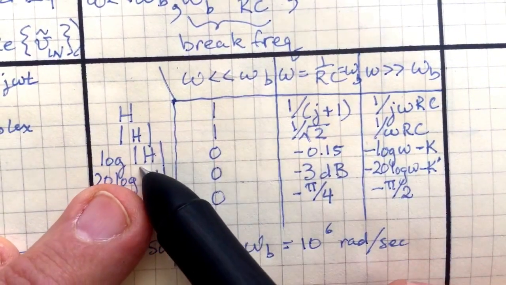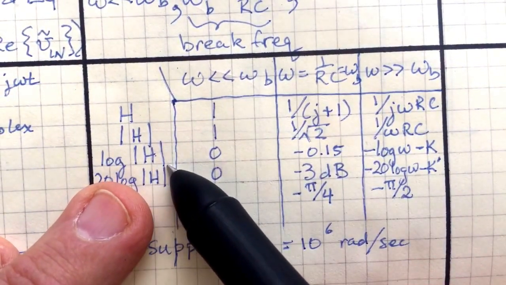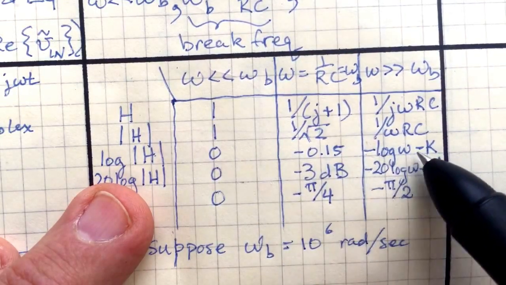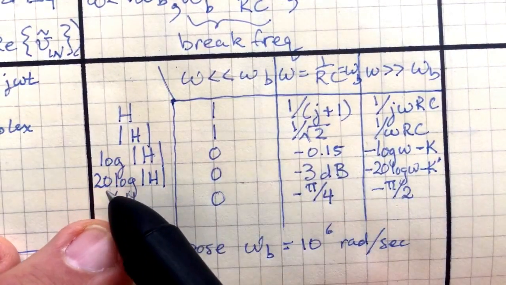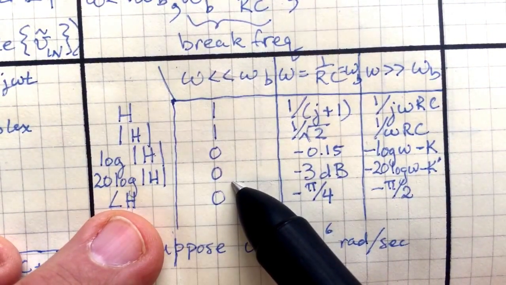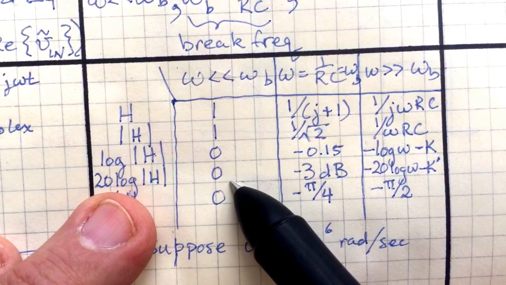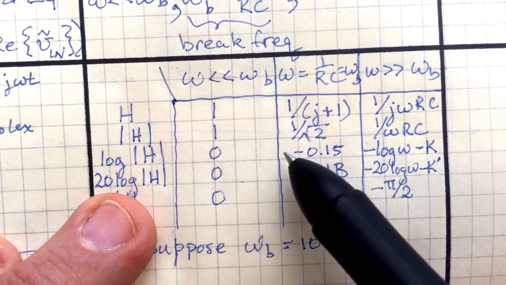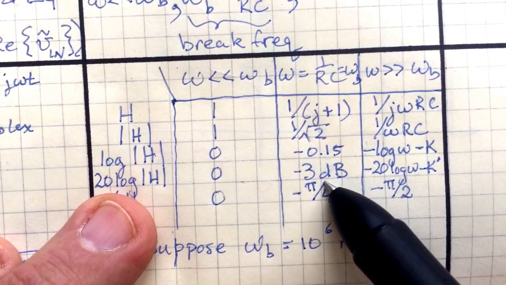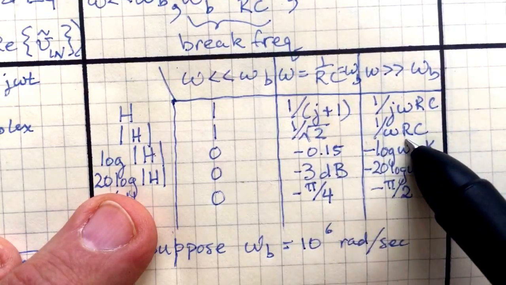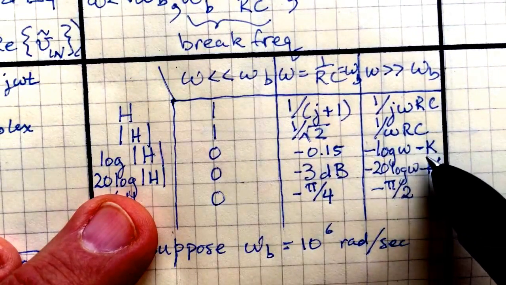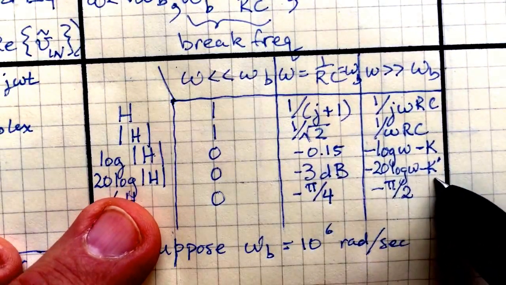If we take the logarithm of this, just by convention, people take the logarithms, what you'll find is minus log omega minus k. If we take 20 times the logarithm, what we see is it's still going to be 0. The log of 1 over square root 2 times 20 is minus 3, and we use units of dB. This minus log of omega minus k is like the log of 1 over RC. That just changed to 20 times.